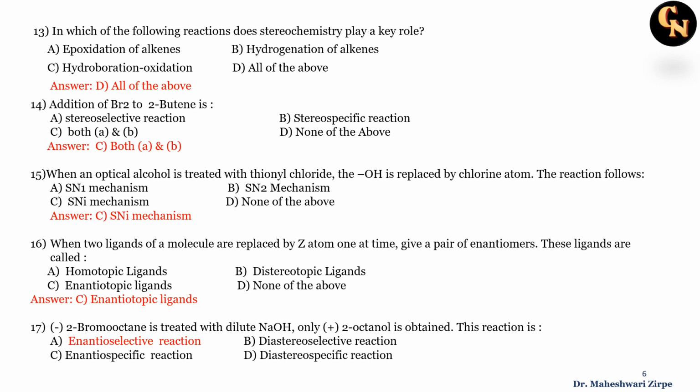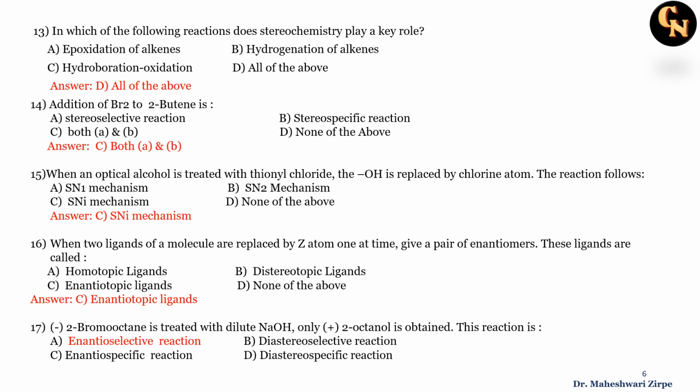Then, in which of the following reactions does stereochemistry play a key role? The options given here are epoxidation of alkenes, hydrogenation of alkenes, hydrobromination, and oxidation. Which of these reactions is going to be important because of stereochemistry? If you see all these reactions, epoxidation of alkenes, hydrogenation of alkenes, then hydrobromination, all of them have a very important role of stereochemistry. So option D is correct.